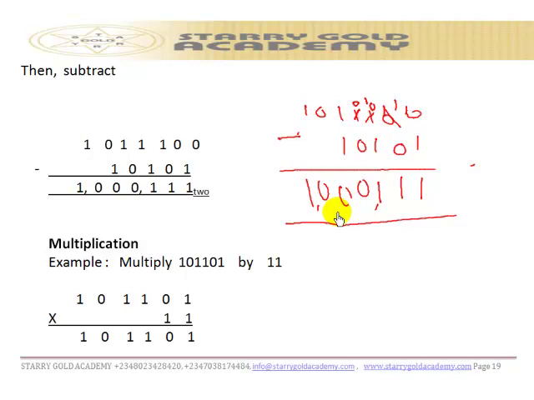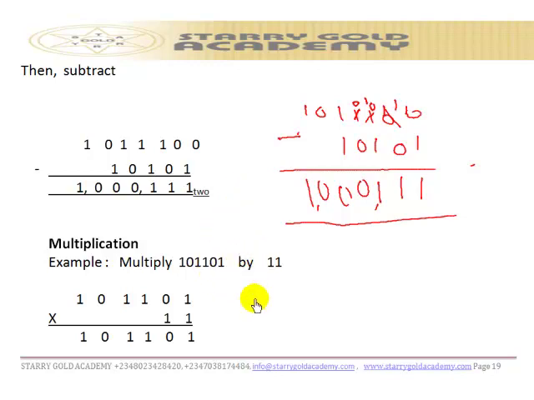So you have 100111 base 2. So this is addition and subtraction in base 2. So we'll move to the next value. We have multiplication and division.